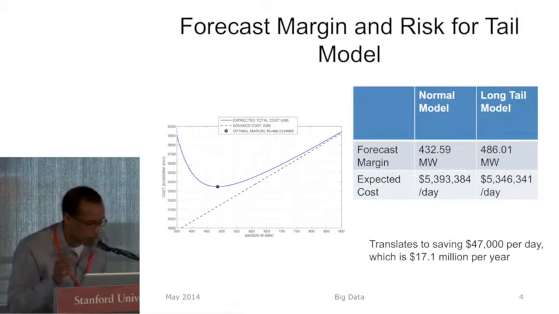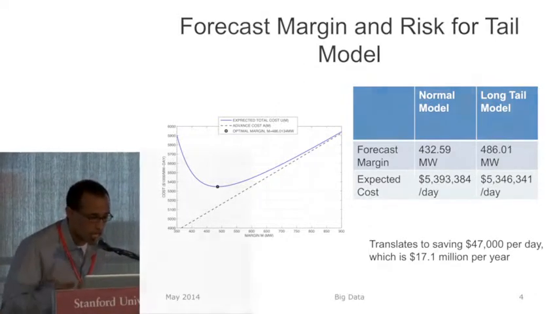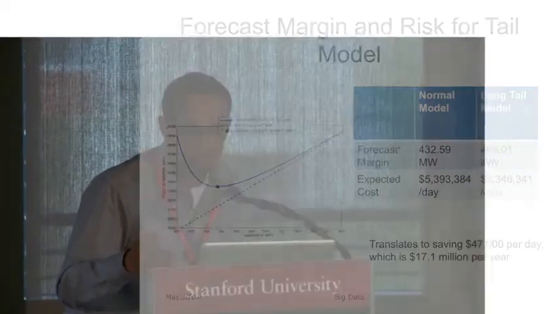Just to give an example of some of the results we got, we look at two different models. One is the basic normal model that everyone uses, and the other is this long tail model that analyzes these extreme events. The results turn out that you actually save $47,000 per day if you listen to your long tail model, which amounts to $17.1 million a year. If you're interested to know more about this, please stop by the poster and I'll give you more details. Thank you.